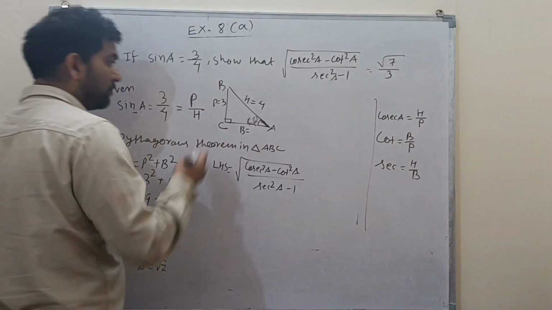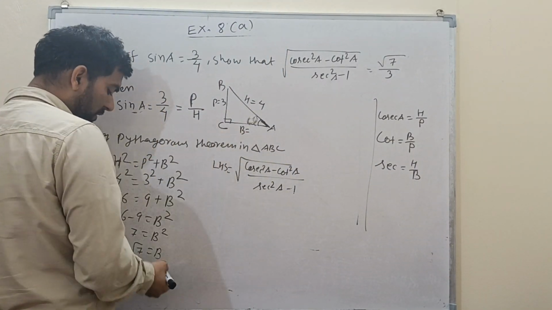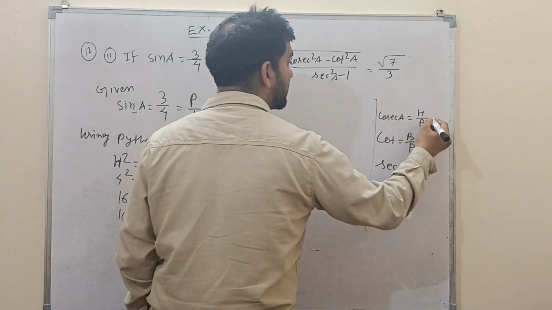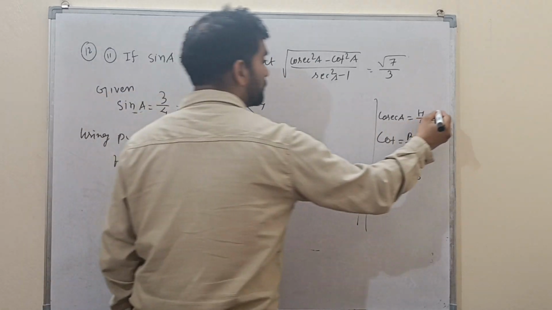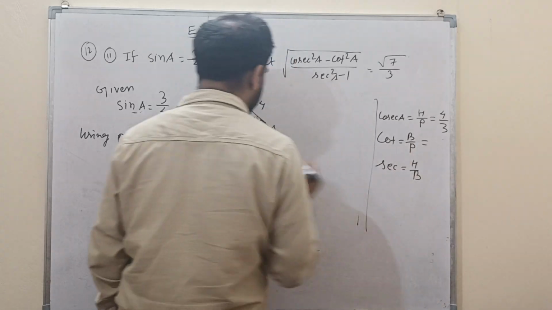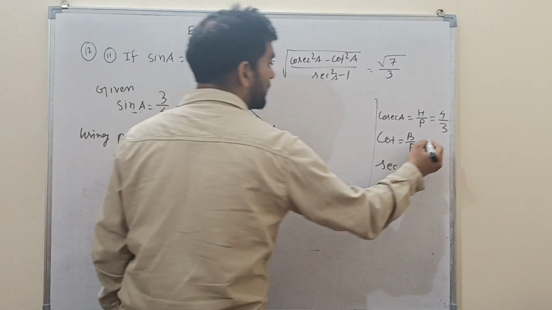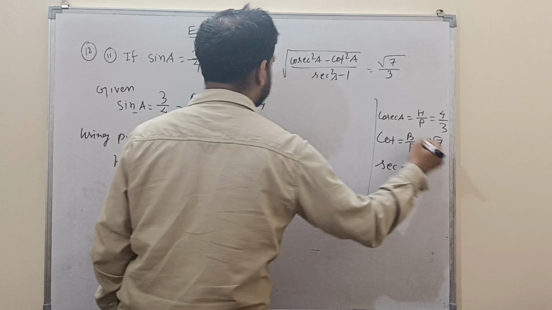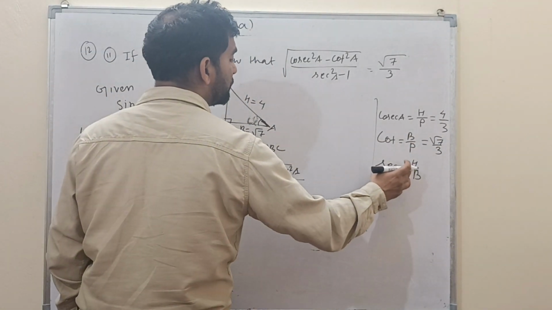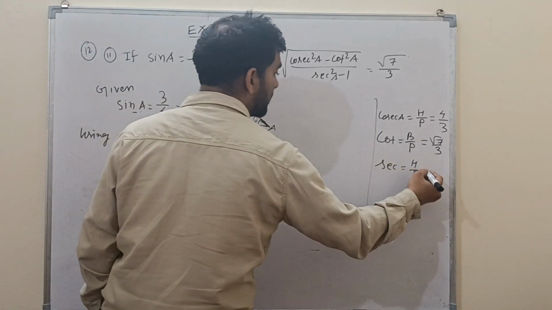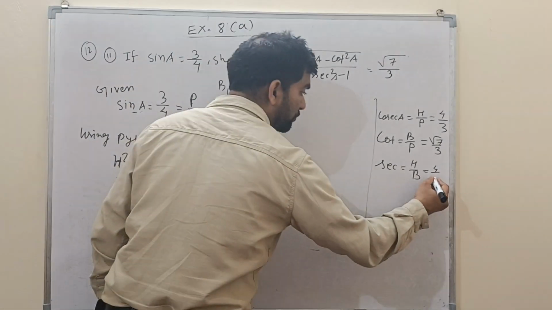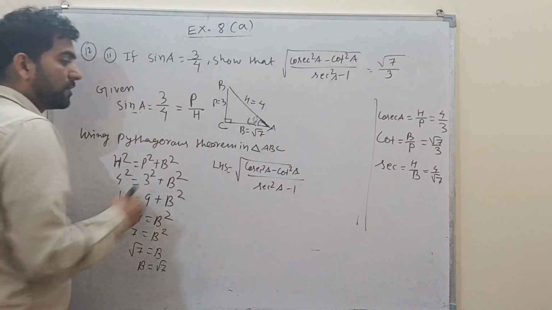We will take the values from this. Base we got root 7. So cosec is hypotenuse by perpendicular, hypotenuse 4 and perpendicular 3. Cot is base by perpendicular, so it will be root 7 by 3. Next is sec. Sec is hypotenuse by base, so hypotenuse is 4 and base is root 7. Let us substitute these values here.